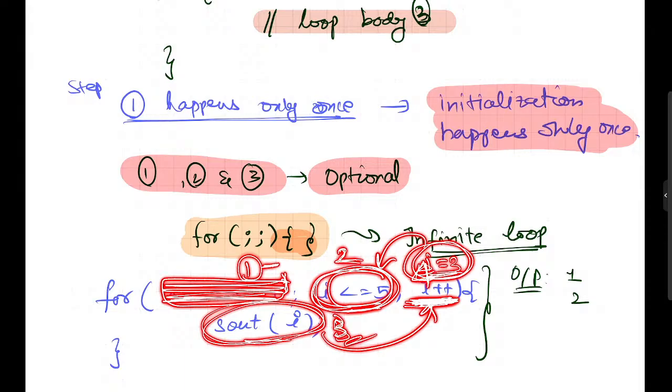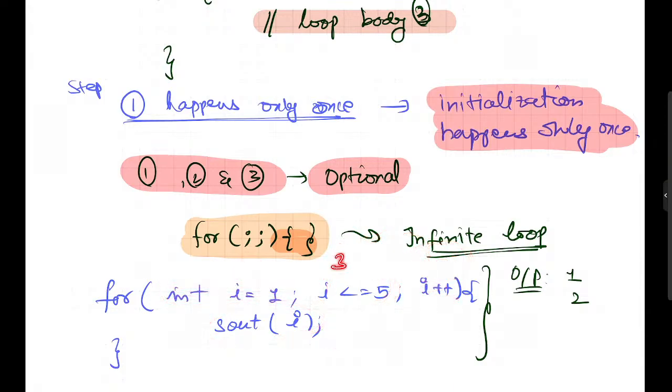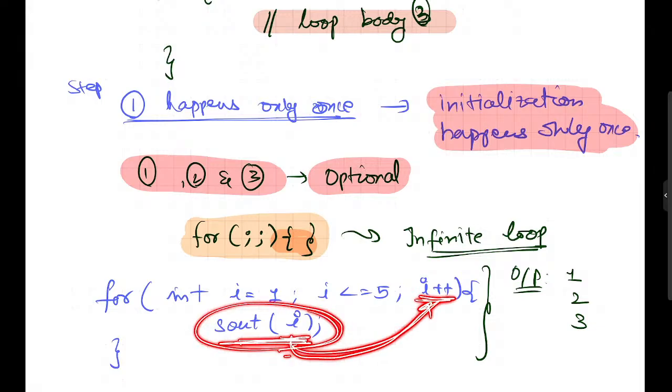And 3 and 4 will only be done when 2 is true. So here 3 is less than or equal to 5. This is true, so now go into the body and print 3. Once 3 is printed, you again go to the updation step. Once the body is done, you check if there is an updation step. If there is, you again do i equal to i plus 1, and then you get 4.